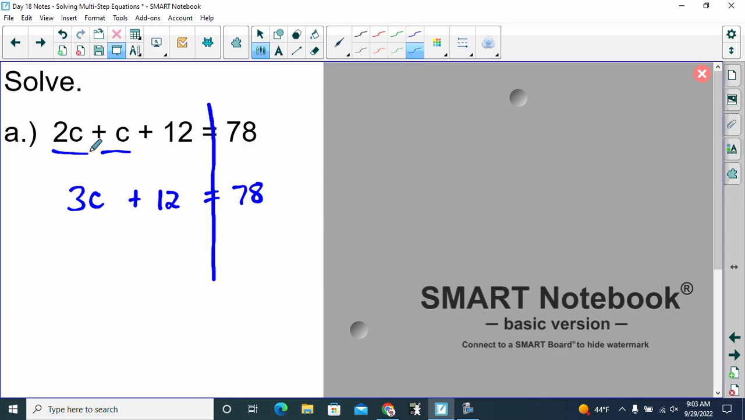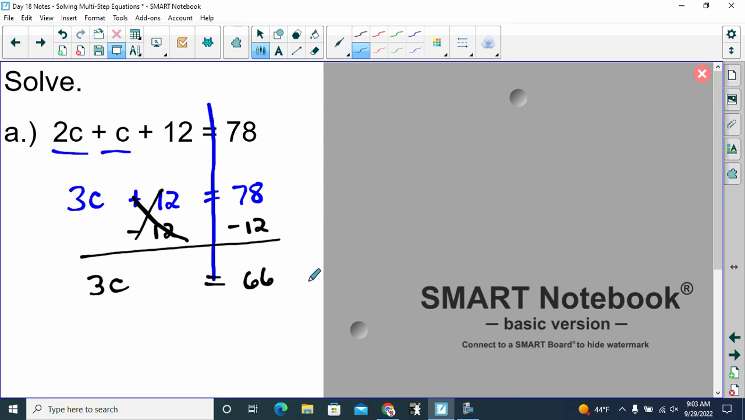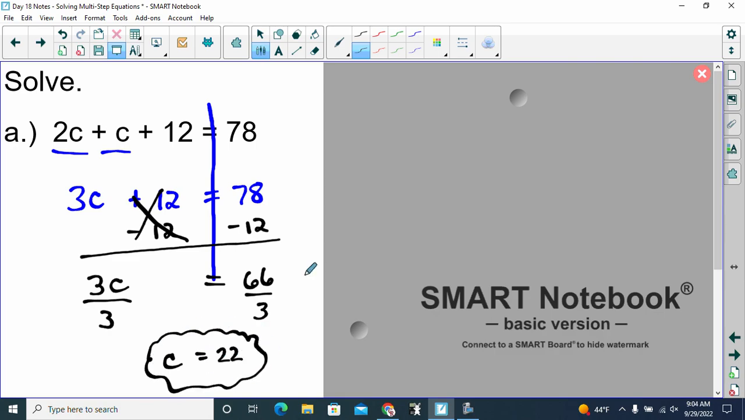And then the last step said to solve the two-step equation. 3c, so c is times 3 and then plus 12. So the last thing that happened was plus 12. We need to undo that plus 12 by subtracting 12 from both sides. 12 minus 12 cancels. I bring my 3c down. I bring my equal sign down. 78 minus 12 gives me 66. This means 3 times c, so we divide both sides by 3. c equals 22. c equals 22 is correct on part A.